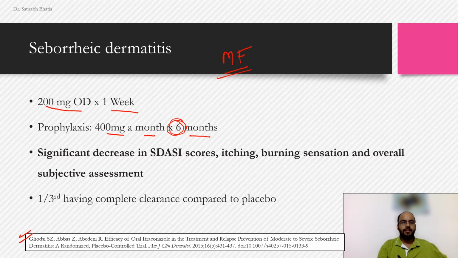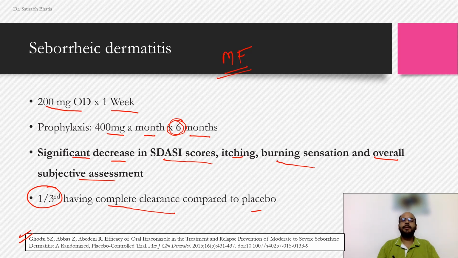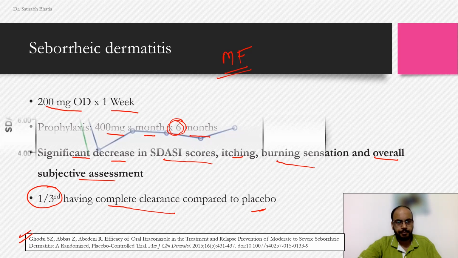It has been found to significantly decrease the SDASI scores, or seborrheic dermatitis area severity index scores. Significant decrease in itching and significant decrease in burning sensation have also been seen. And there is also a good improvement in the overall subjective assessment of the disease. Clear? So itraconazole is helpful in seborrheic dermatitis. So much so that 1/3 of the patients on itraconazole have nearly complete clearance as compared to placebo. So it is that much significant after 1 week of therapy.